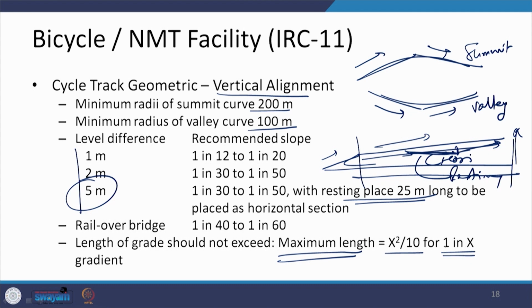So, suppose it is 1 in 20, so it is 20 squared by 10, that means 400 by 10, which is 40 meters, if you are talking about a gradient of 1 in 20. And then you have to ease out, and again you can provide a gradient.